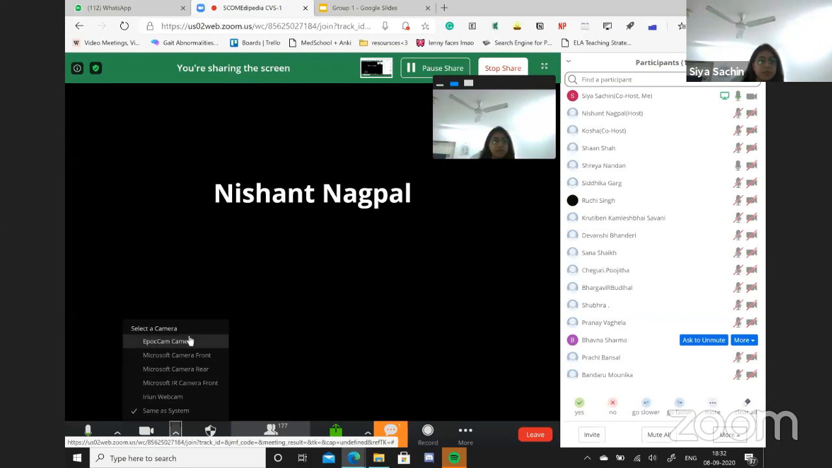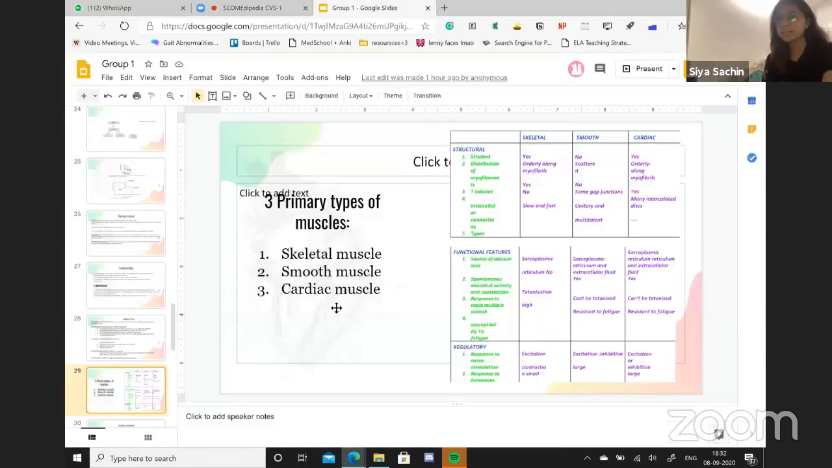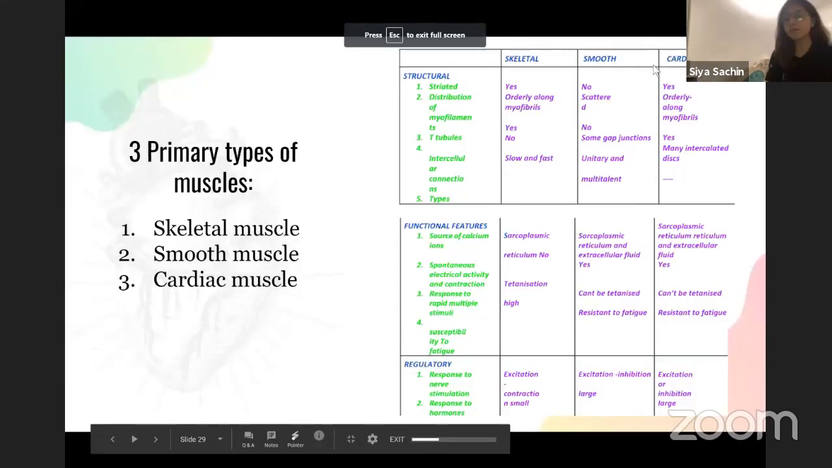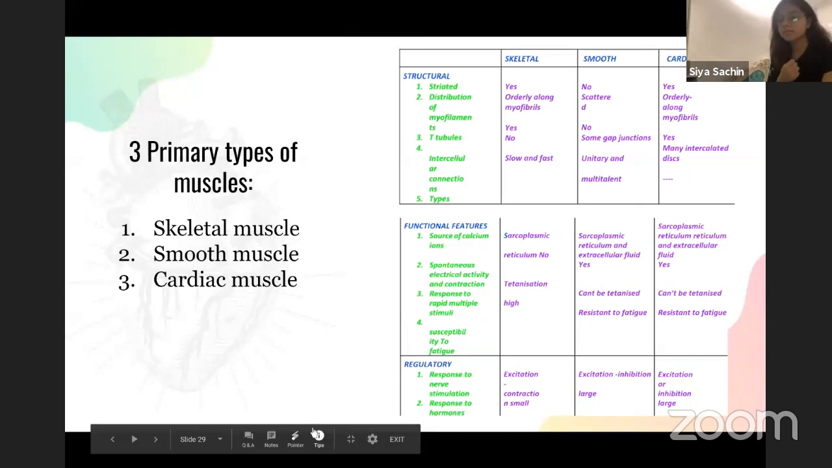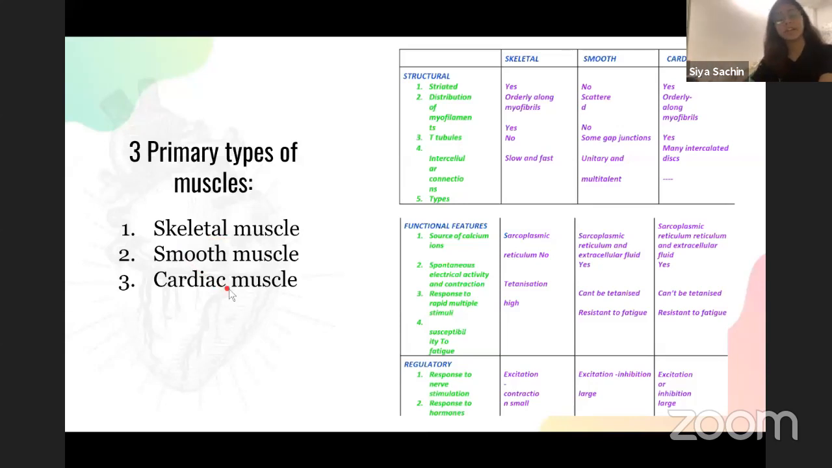So I'm also going to be covering a couple of topics in physiology. So moving on, before I start off, I want to talk to you a little bit about the three basic types of muscles we have, right? So we have the skeletal muscle. One second, let me just get the pointer. Yeah. So we have the skeletal muscle, we have the smooth muscle, and then we have the cardiac muscle.